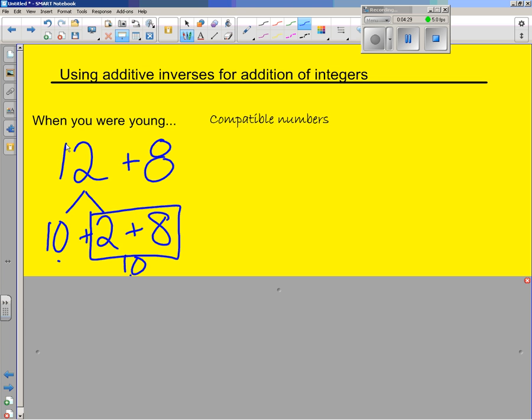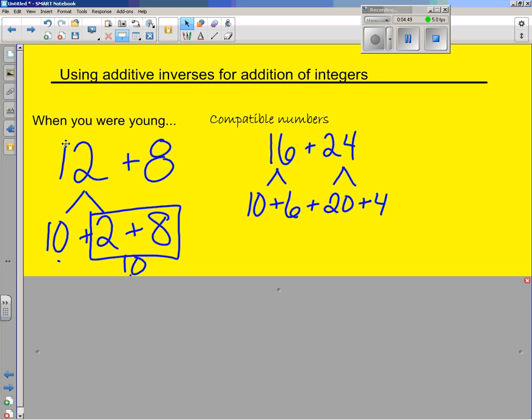Maybe you had, let's see, 16 plus 24. You could have taken 16 and split it up into 10 and 6, and taken 24 and split it up into 20 plus 4. Then, using what you know about your basic math facts, you could have said, oh, look, there's 6 and there's 4.